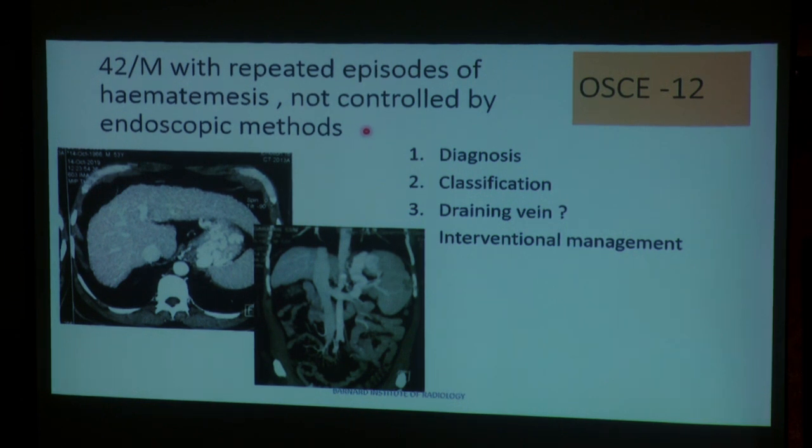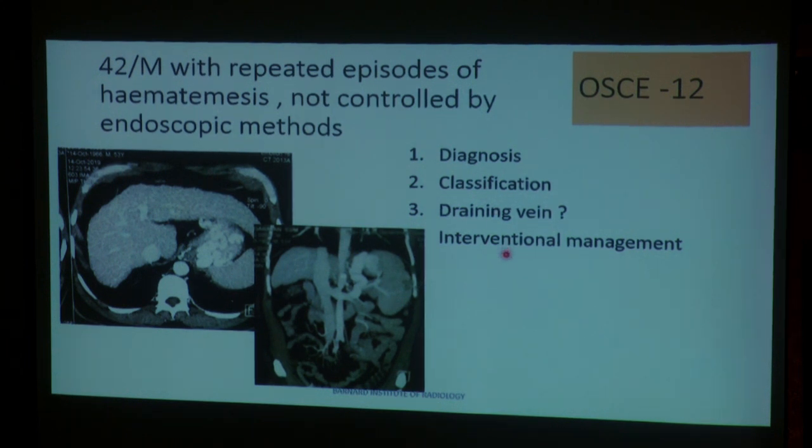This is a 42-year-old male with repeated episodes of hematemesis which have not been controlled by endoscopic methods. So what you see, 2 CTs have been given, the axial CT at the level of the liver and the coronal CT. So what is the diagnosis? What is the classification of the findings that you've noticed, and what is the draining vein, and how will you manage this patient?